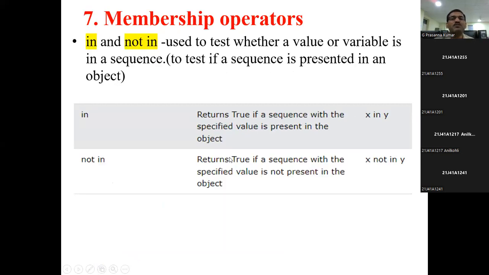Next, membership operators. There are two membership operators, in and not in. They return true if a sequence with the specified value is present in the object. For x in y, if the x value is present in y, then it gives true. If it is not there, it gives false. Not in is the reverse of that.